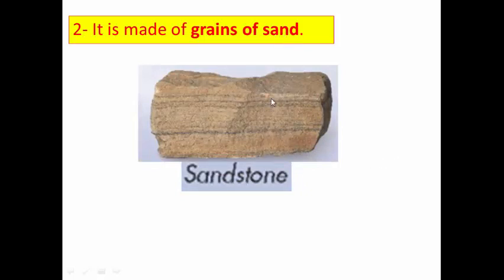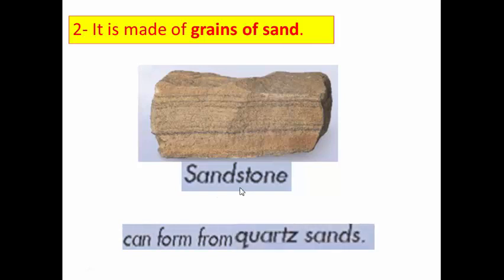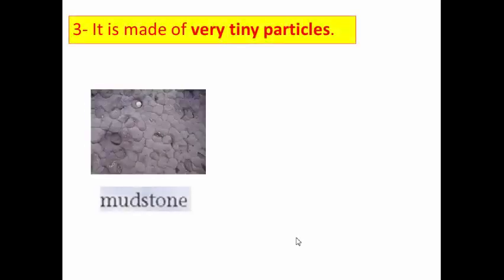From its name, sand and sandstone. So it can form from quartz sand. This is important information. Do you remember the mineral called quartz? We have corundum, quartz, diamond, and different minerals. And this quartz sand, the sandstone can be formed from quartz sand.